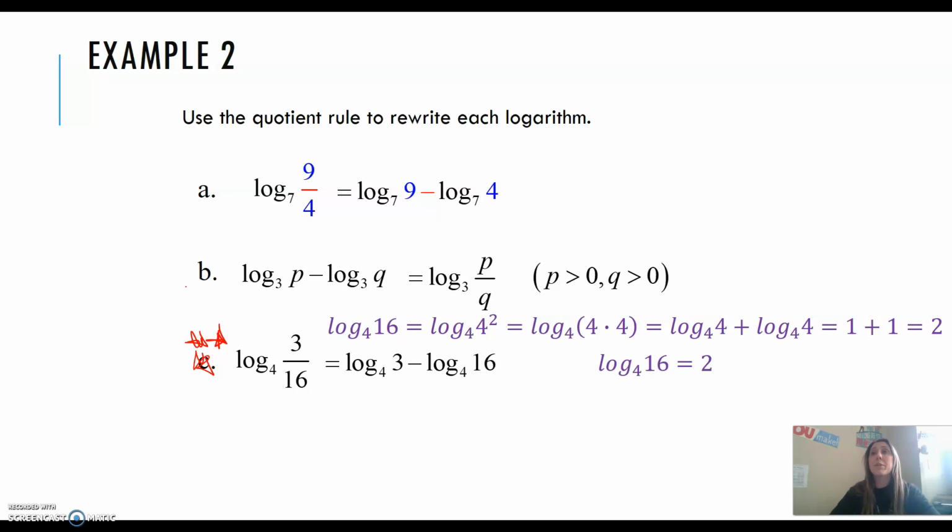So if you can rewrite something simpler, just like if I can rewrite 4 over 2 simpler as just 2, I should. Logarithms behave the exact same way. So then we end up with log base 4 of 3 minus 2. And then that's our final one.